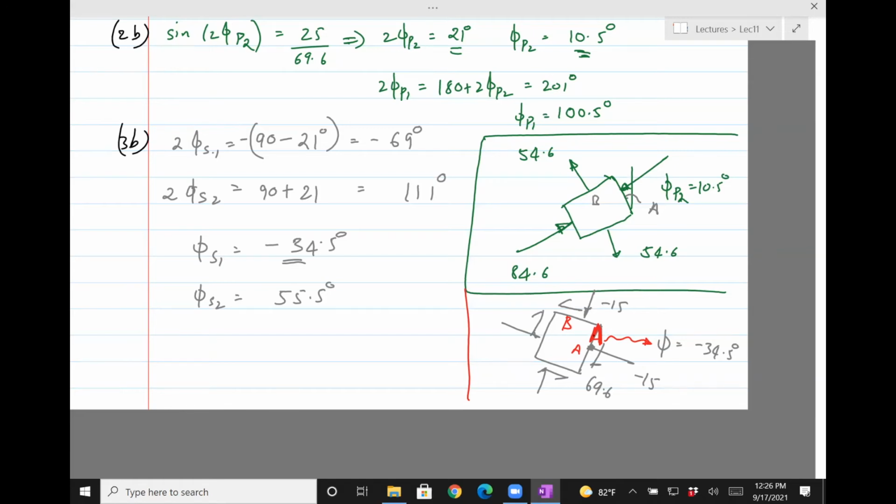Okay, so I'm not following my own rule. It just shouldn't be minus, it should just be 15. That's because I'm already showing it as compression in the figure.